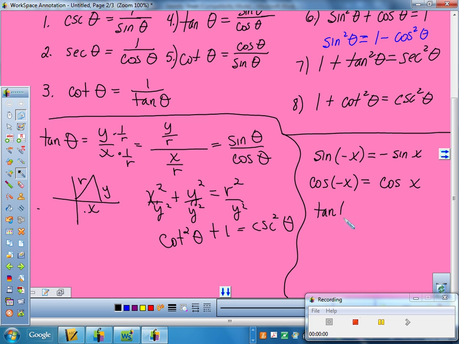And then tangents like sine, tangent pulls its negative out front. For right now, you just have to believe me on those until we learn what even and odd functions are.